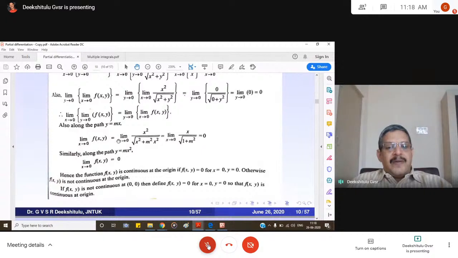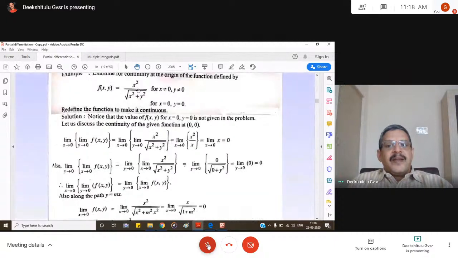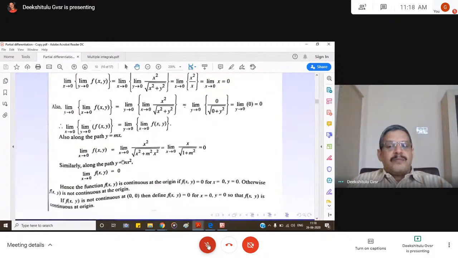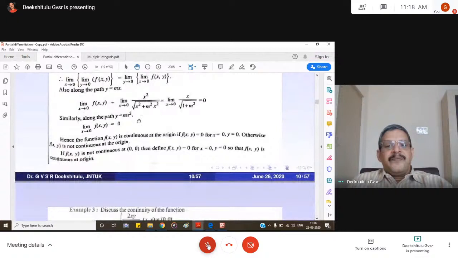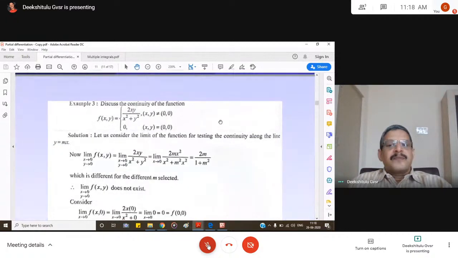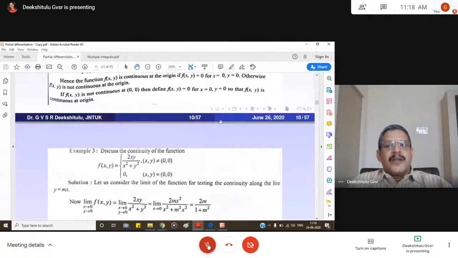Then next, the polynomial path y = mx square. Substitute this. We get x square by x square plus m square x power 4. If you take x square common, one x will be cancelled. There will still be the square root of 1 plus m square x square. So when you put x = 0, again the limit becomes 0. So f(x, y) is continuous at (0, 0). Okay, is it clear?